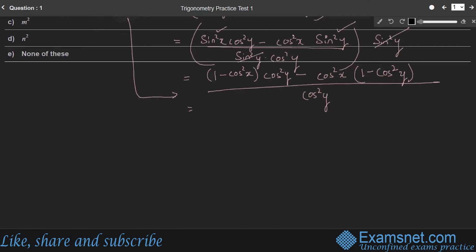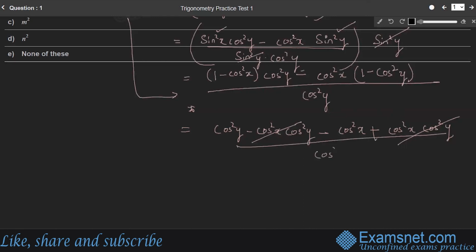Now just expand. The numerator becomes cos square y minus cos square x into cos square y, minus cos square x into 1, which is cos square x, and minus of minus becomes plus cos square x into cos square y. Here, plus cos square x into cos square y and minus cos square x into cos square y get cancelled. This term is divided by cos square y. Therefore, we have cos square y minus cos square x in the numerator divided by cos square y.